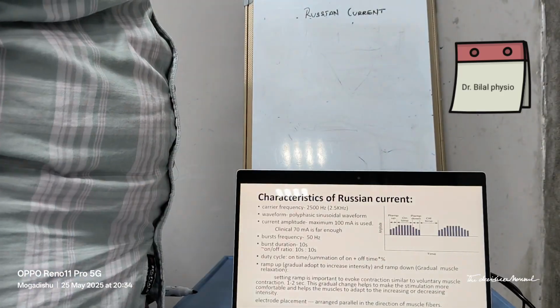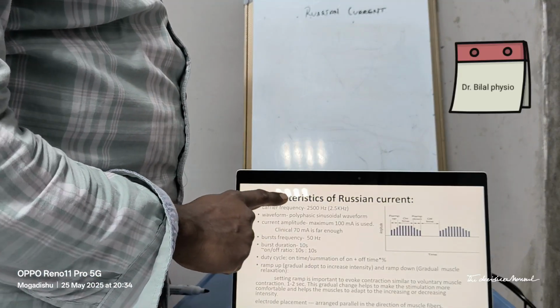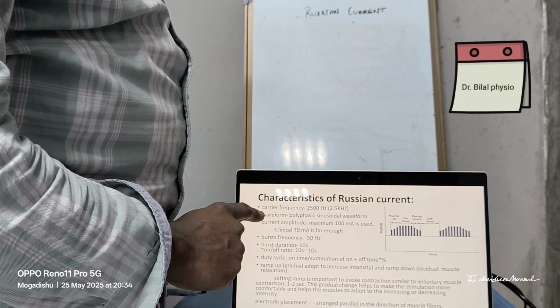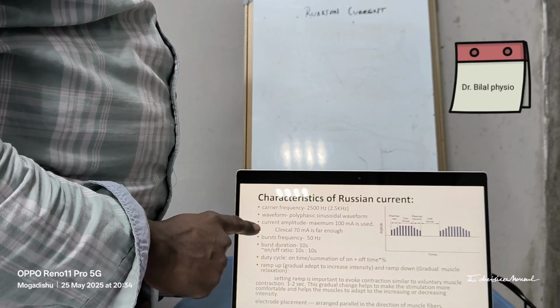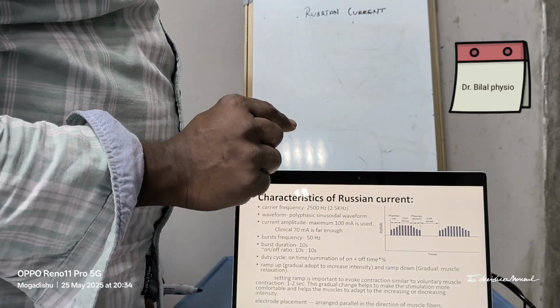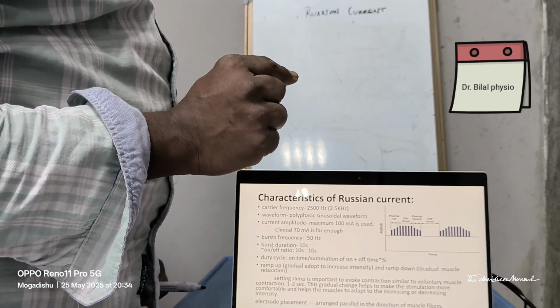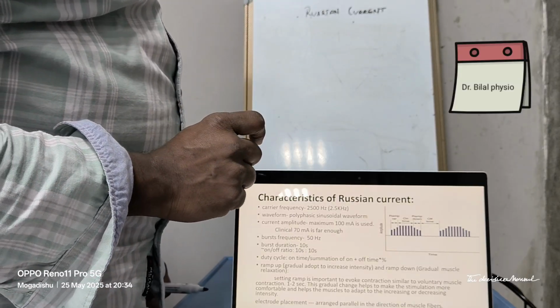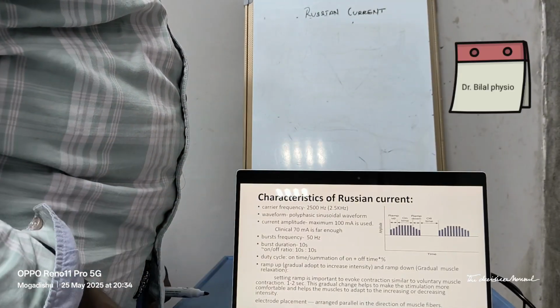As we discussed, these are all the characteristics of a Russian current with a carrier frequency of 2500 Hz. The wave, as we already discussed, is a sinusoidal wave with a current amplitude, which means the intensity, which we are going to increase for the patient, maximum up to 1000 milliamp we can use. Clinically, we can use 70 milliamp, which is fair enough for a better outcome.